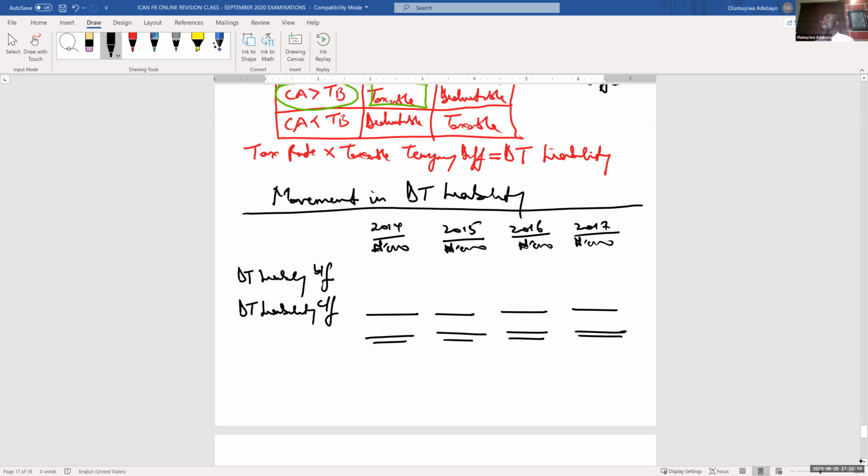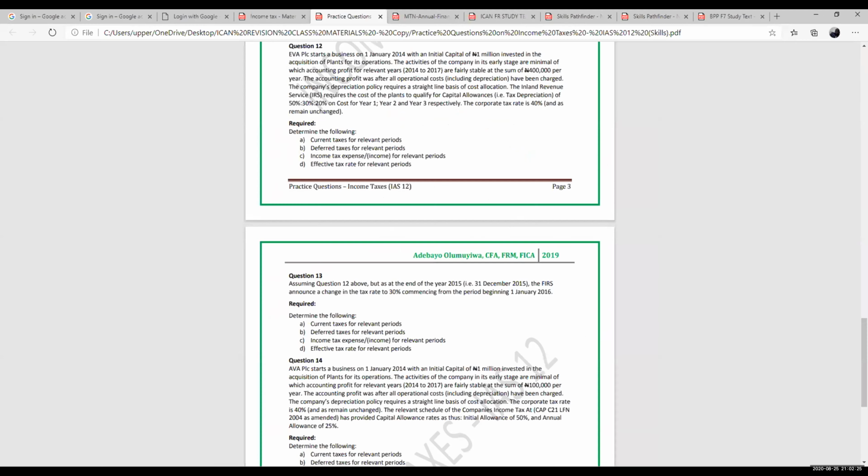Check the question well. Are we given an opening balance or not? Let me switch to the question. No, since the asset was just purchased in 2014. Are you sure? Look at the question well. Even though the answer is zero, the reason why is that it just started business in 2014.